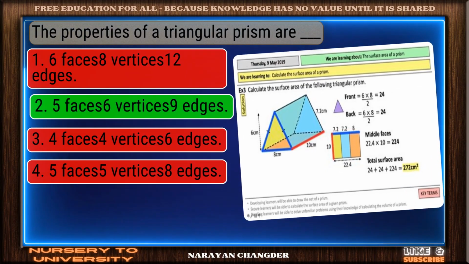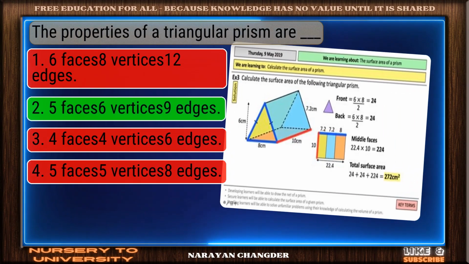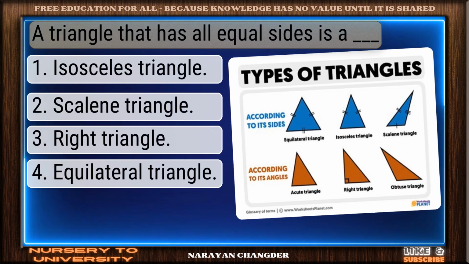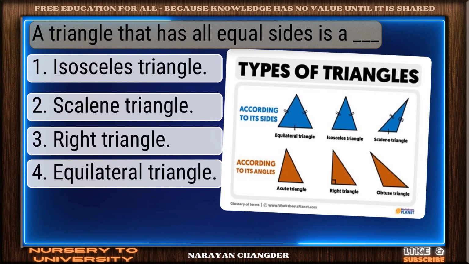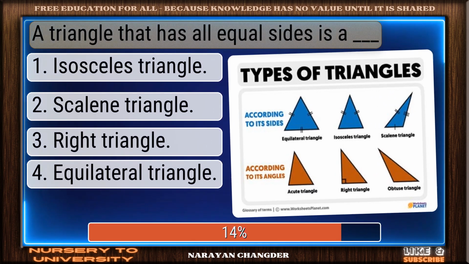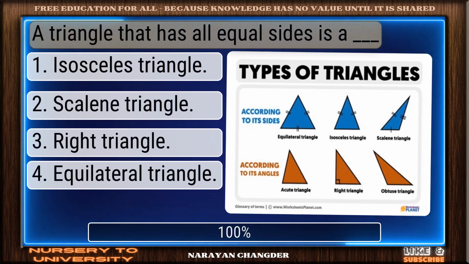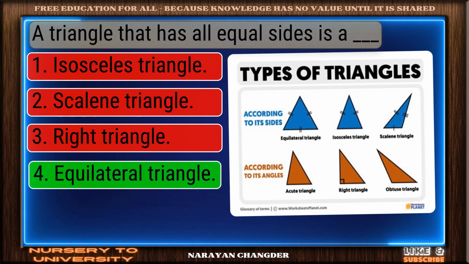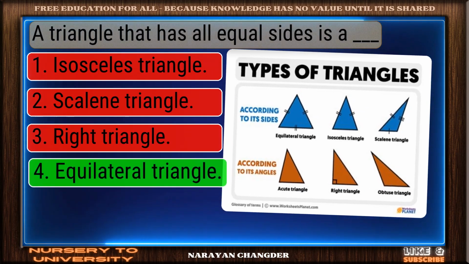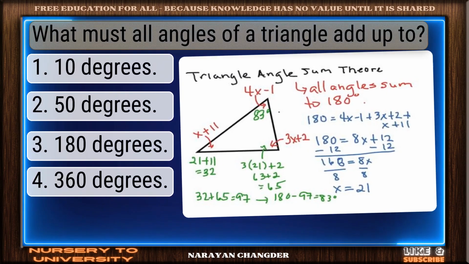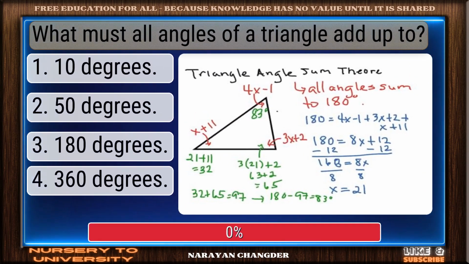Well picked. 5 faces, 6 vertices, 9 edges is the correct answer. Question number 167. A triangle that has all equal sides is a dash. Strong choice. Equilateral triangle is the right answer. Question number 168. What must all angles of a triangle add up to?